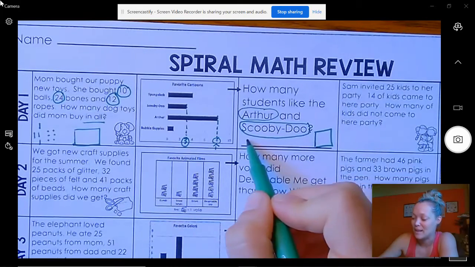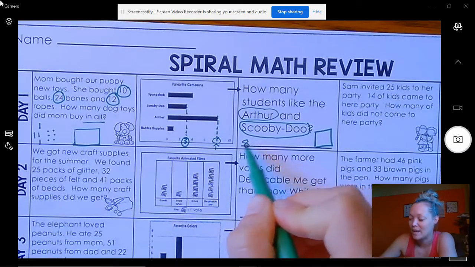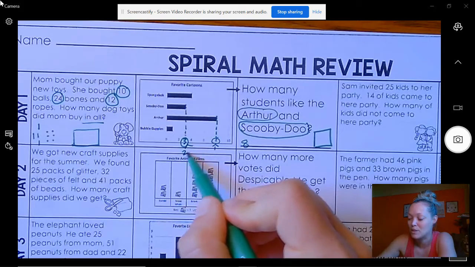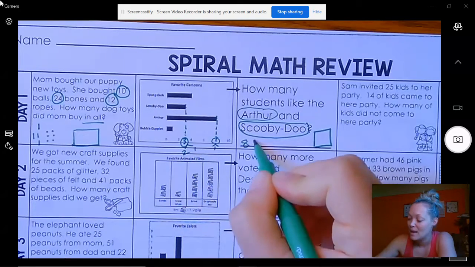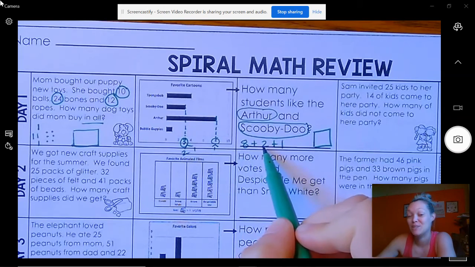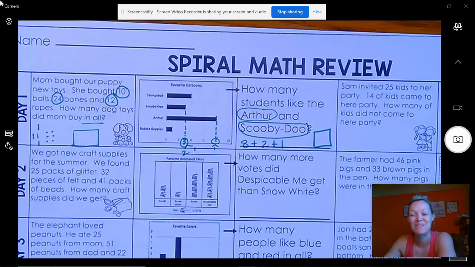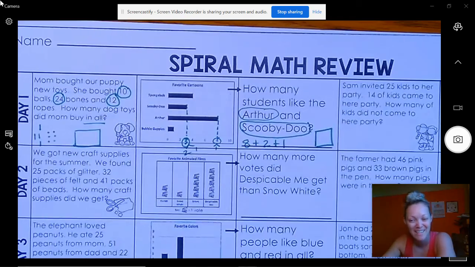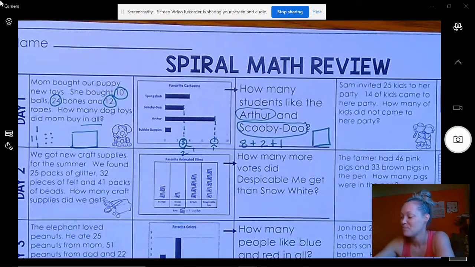And on that one, I could use the make a 10. I know I can split my 3 up into 2 and 1. Then I have 8 and 2, make 10, plus 1 more. We'll be using all the strategies we've been learning this year.